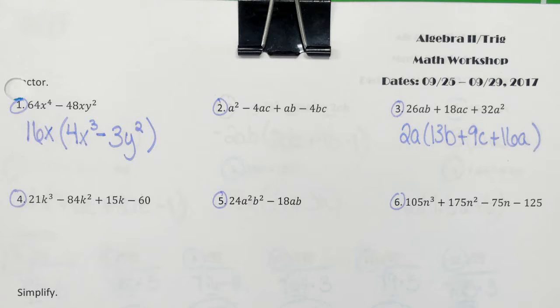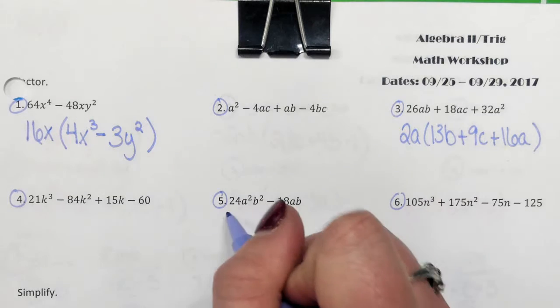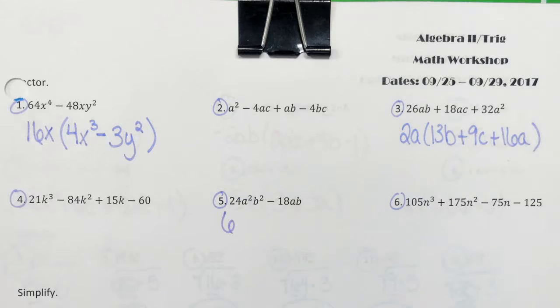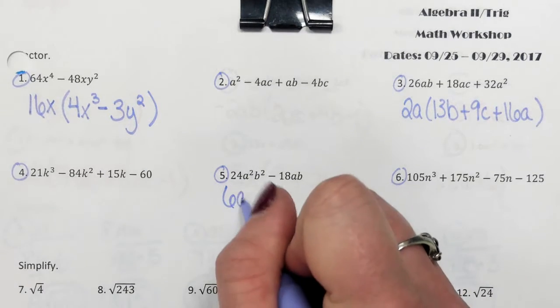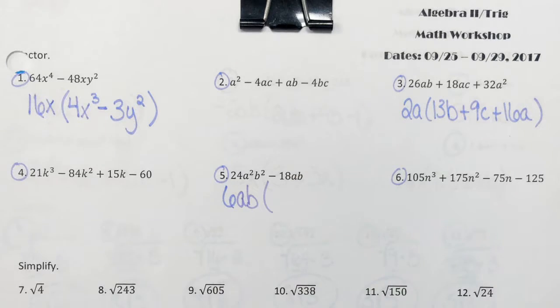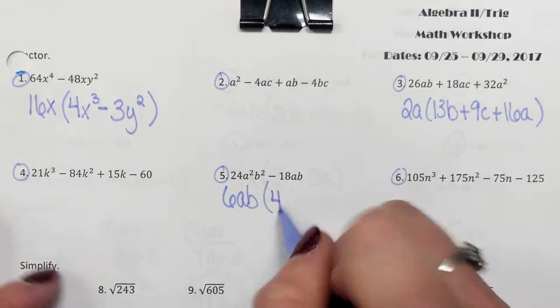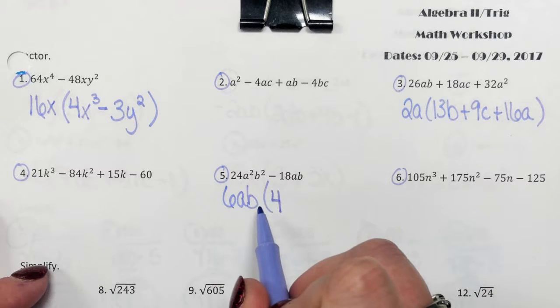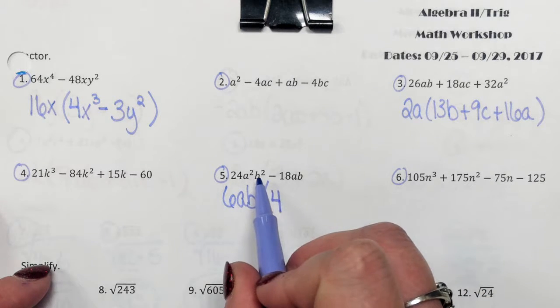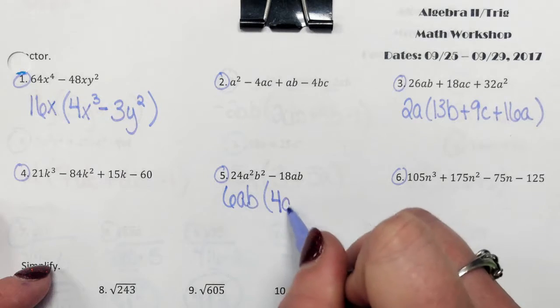All right, what number did y'all find went into 24 and 18? 6. All right, what letter or letters do they have in common? A and B. There you go. All right, Nicole, what's 24 divided by 6, babe? 4. And Aaron, if I took out 1 A and 1 B, what's left here? Another A and B. Perfect.